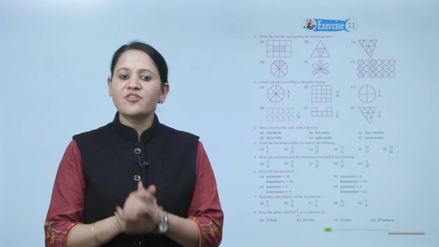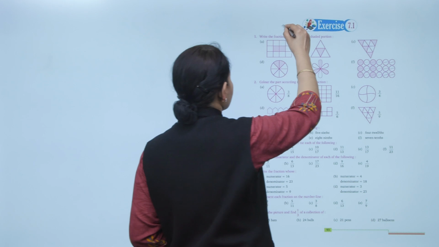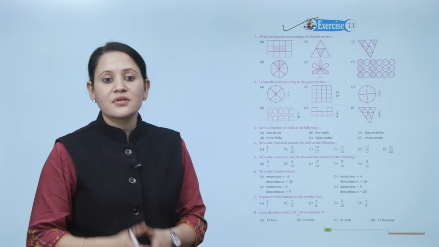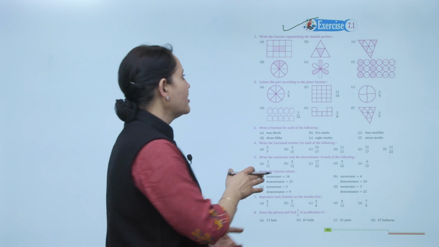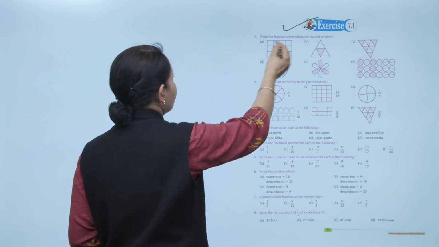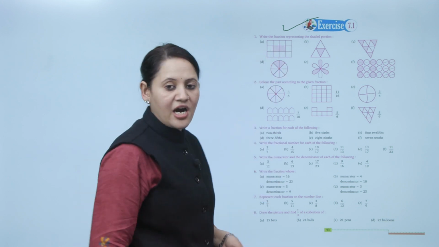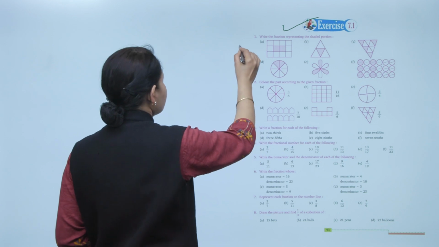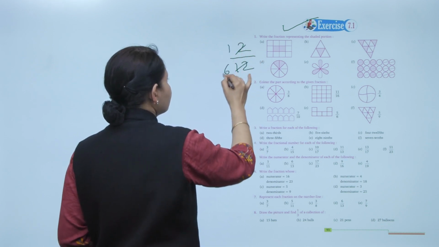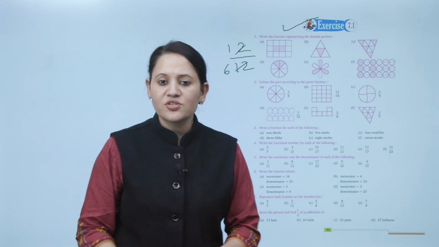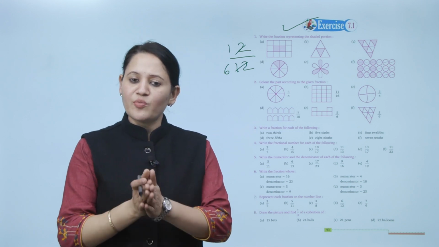Next is exercise 7.1. Write the fraction representing the shaded portion. Here it is divided into 12 equal parts. Out of that 2 are shaded. So the fraction is 2 by 12, or we can write 1 by 6. Clear? So practice all the questions of this exercise. Move to next topic.